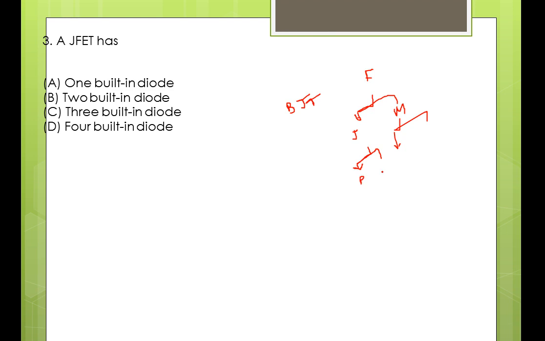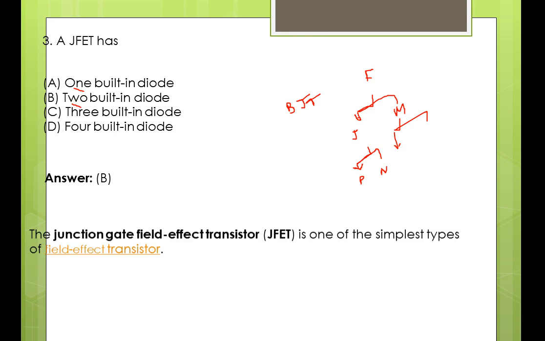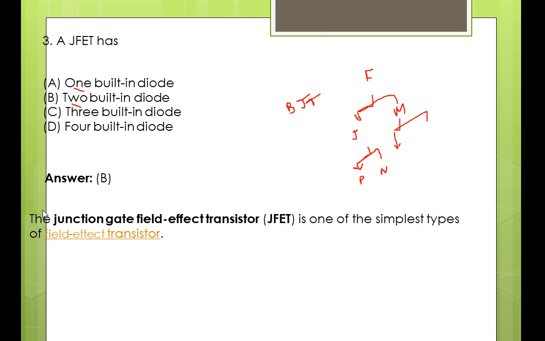So here they are asking the question: a JFET has one built-in diode, or two built-in diodes, or three, or four? That means the JFET is formed by using two diodes, or three diodes, or four diodes, or only one diode. So here the answer is two diodes. The junction field effect transistor is the simplest type of field effect transistor.